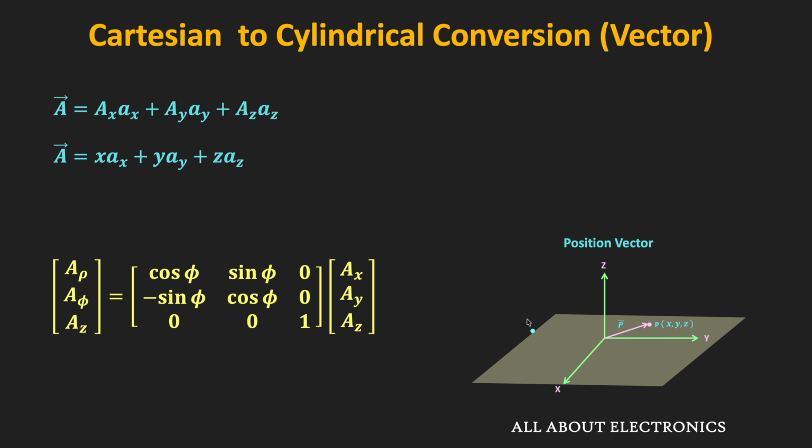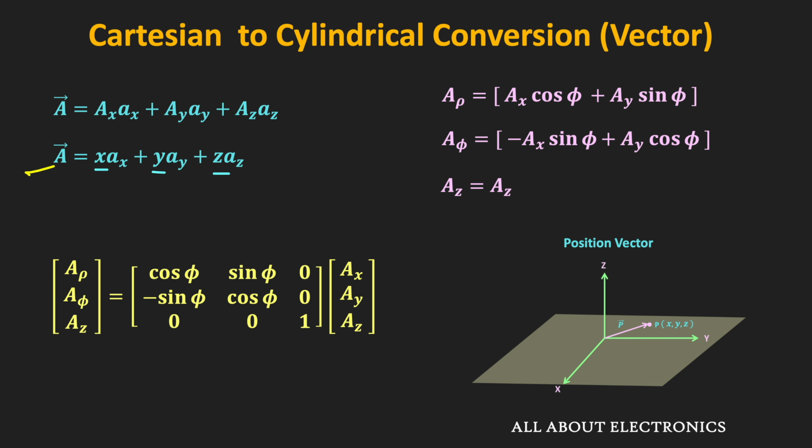That means in case of the Cartesian coordinate, if we have the position vector, then the components of the unit vectors are the same as the coordinate values. But that is not the case in the cylindrical coordinate system. So now, with the help of the transformation matrix, let us see what will be the expression of the given vector in the cylindrical coordinates.